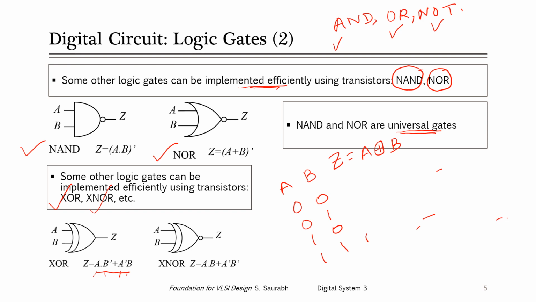So when A and B both are 0, it will be 0. When A is 0 and B is 1, this term will be 1, and therefore Z will be 1. When A is 1 and B is 0, this term will be 1. And when A and B both are 1, both these terms will be 0 and we get a 0. So this is the truth table for an XOR gate.